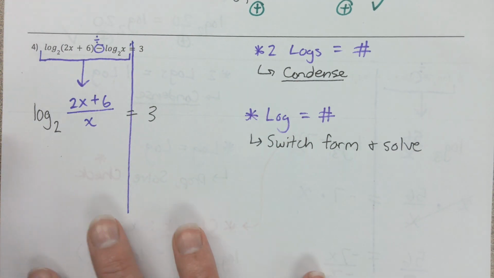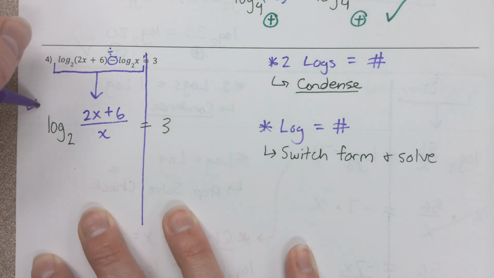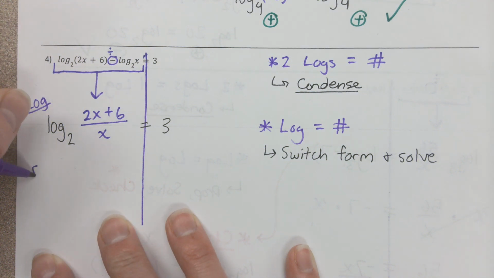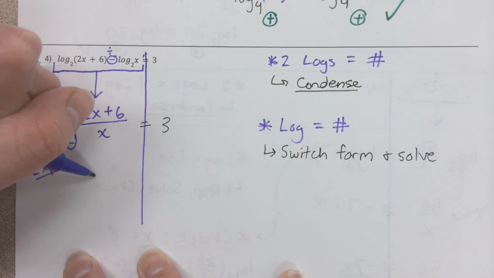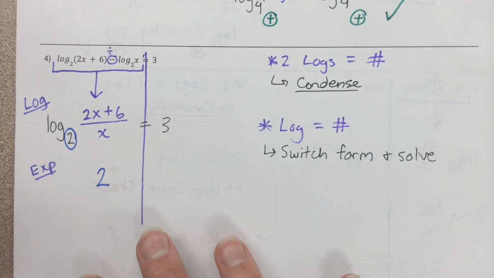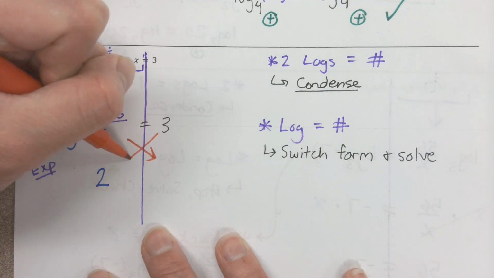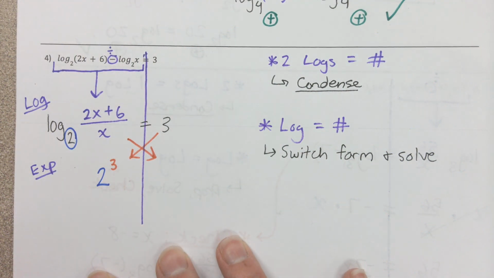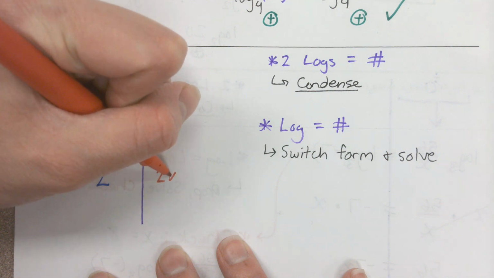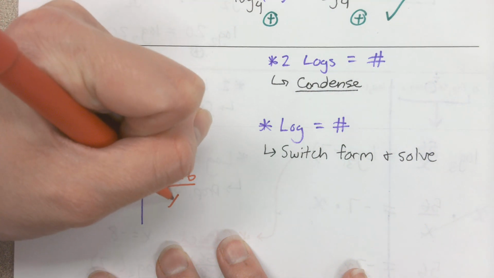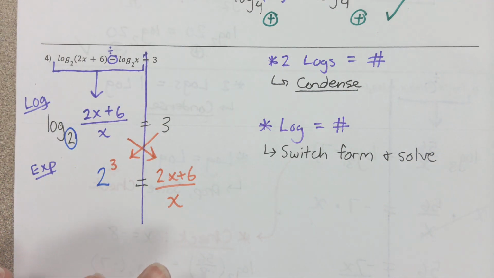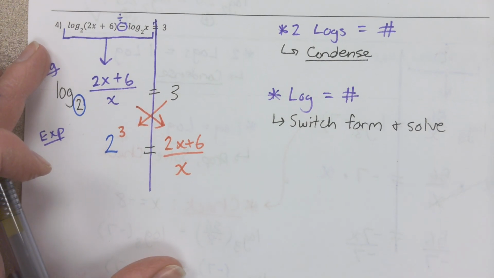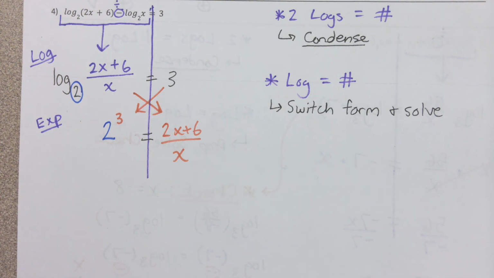Okay, so I'm going to switch the form. We are currently in log form, and I want to change it to exponential form when I drop it down. Base stays base. My base here is 2, and it's a big 2 this time. The other 2 switch over. This is 2 cubed on the left, and 2x plus 6 over x on the right. This looks complicated, I assure you it's not. Just go a step at a time.